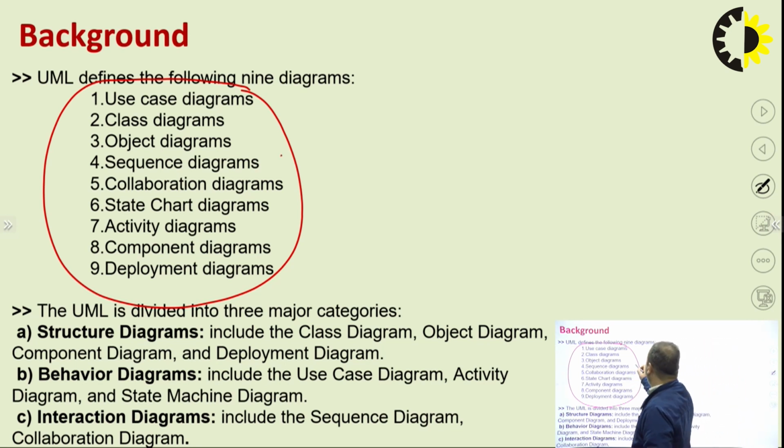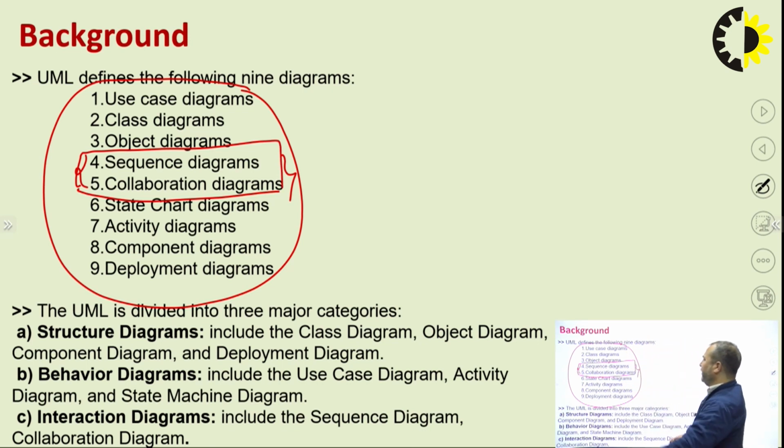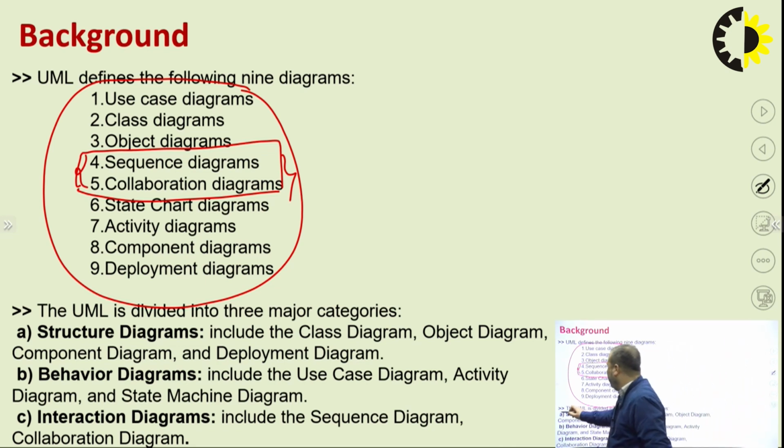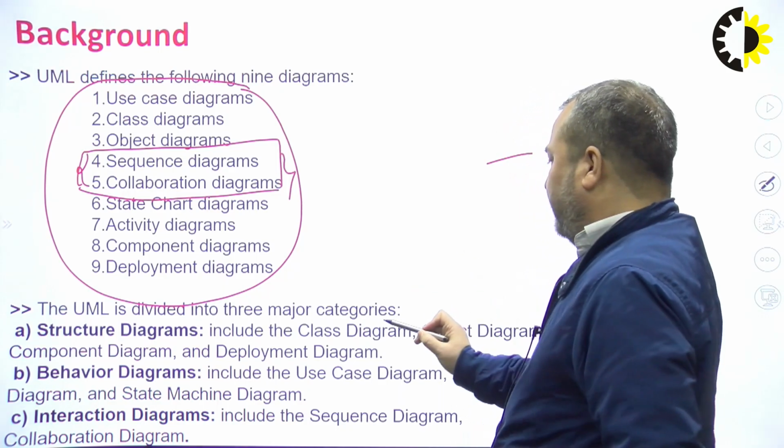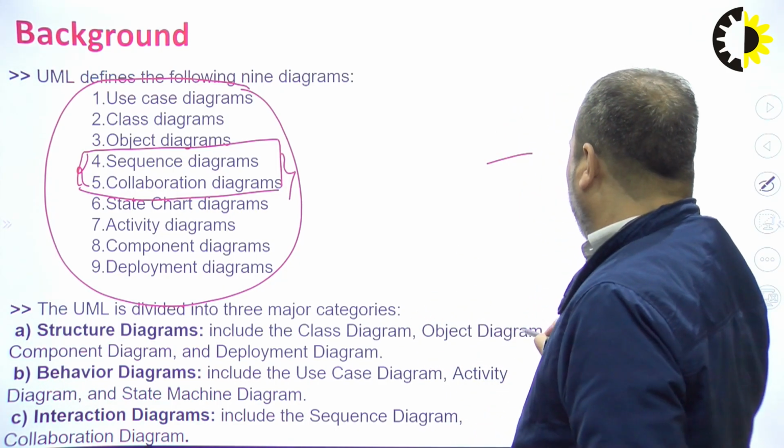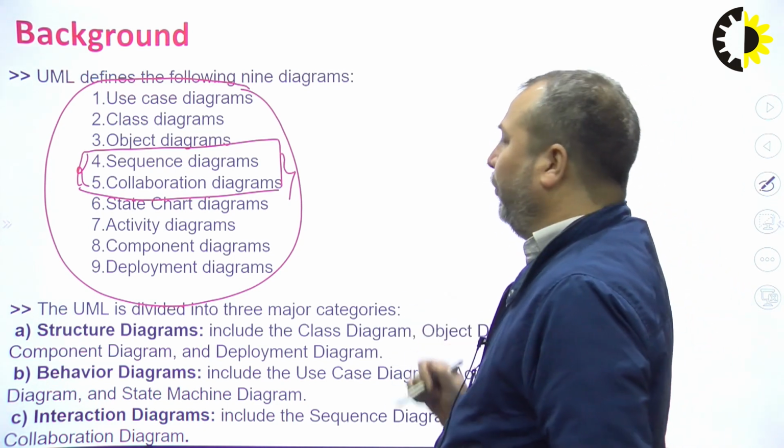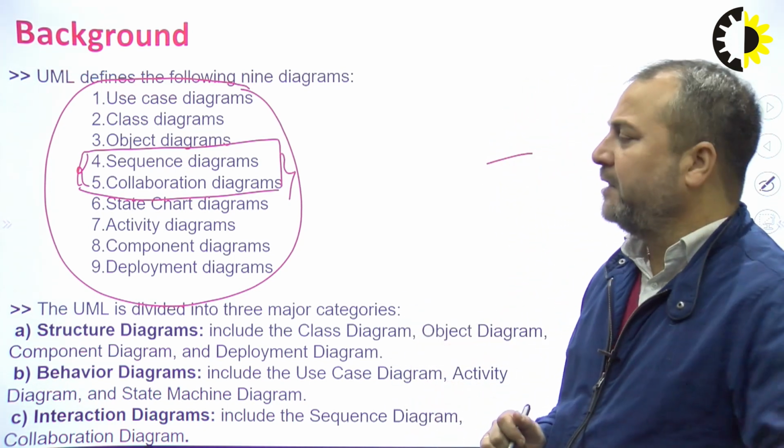Sequence and collaboration diagrams are mainly the same, with just a little difference. Sometimes we say a collaboration diagram is also a sequence diagram. These 9 diagrams are categorized into 3 categories. One is structure. Structure diagrams include the class diagram, object diagram, component diagram, and deployment diagram.